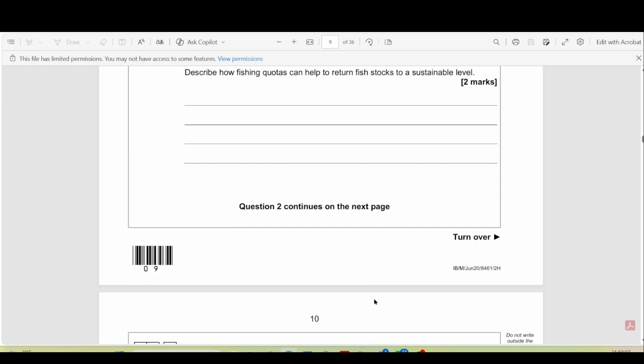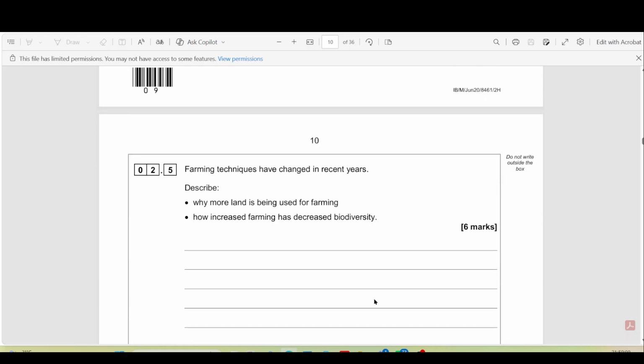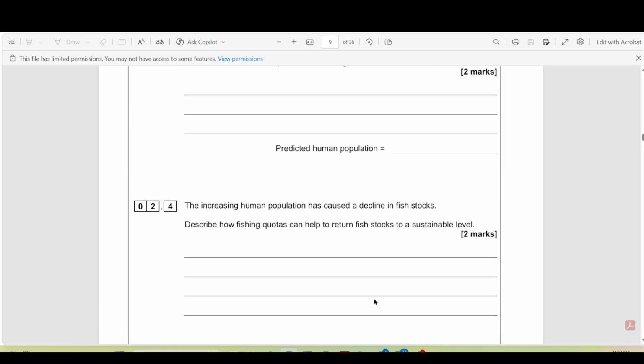Predicted 10 billion. The increasing human population has caused a decline in fish stocks. Describe how fishing quotas can help to return fish stocks to a sustainable level.